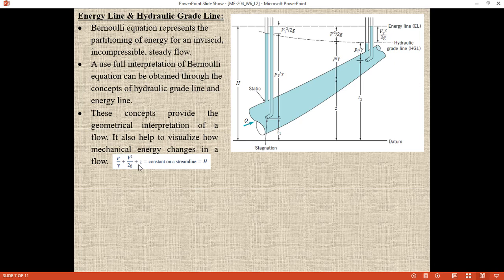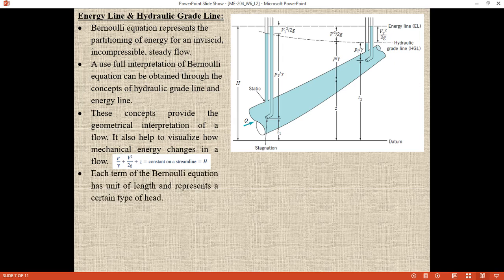So this is basically indicating the total head, which is indicated with H. Because if you solve these three components you will end up with the unit of meter: Z is the height in meters, P over gamma is meters, V square over 2g is meters. So when you add them together you get a unit of height. This will give you the total height, or total H, of the flow.